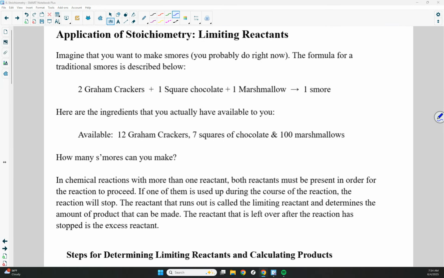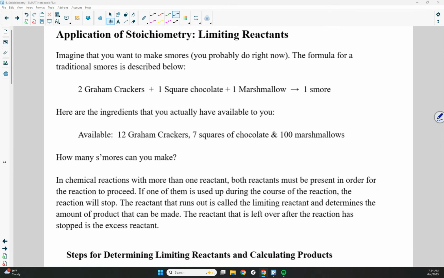Good morning, chemistry. Mr. McKee here, and I want to talk to you today about limiting reactants, which is, as it says, an application of stoichiometry. So we're going to begin with a scenario. We want to make some s'mores, all right?